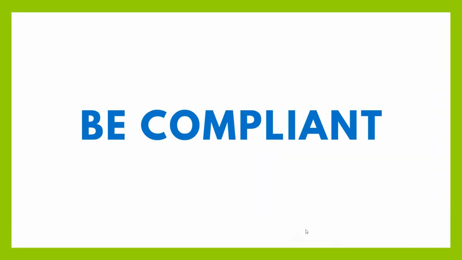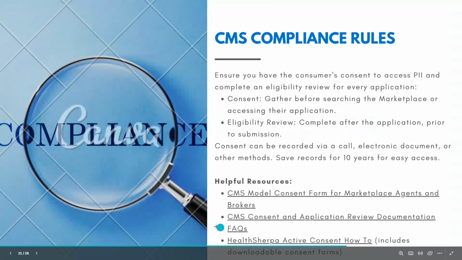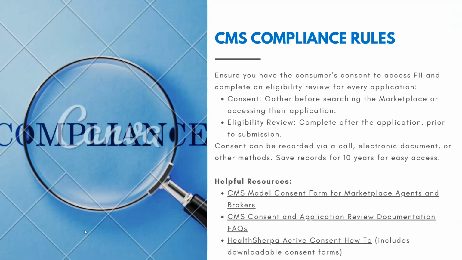So be compliant. This is another thing that has come around a lot more in the past year. So CMS compliance rules. So ensure you have the consumer's consent. You have to have consent to access your consumer's personal information. It has to be completed prior to doing it this year. Last year, you could do the application, everything, and then submit it later or at a later time. You cannot do that this year. You have to gather that consent prior to even starting the process with them.